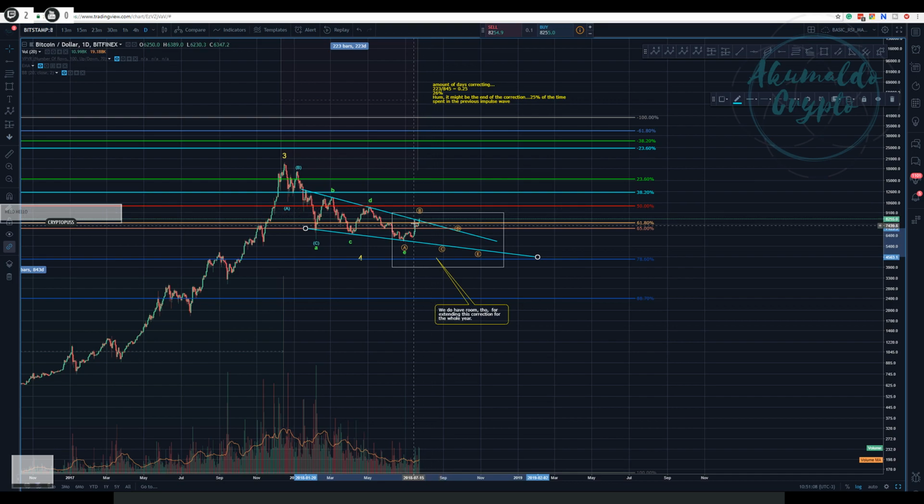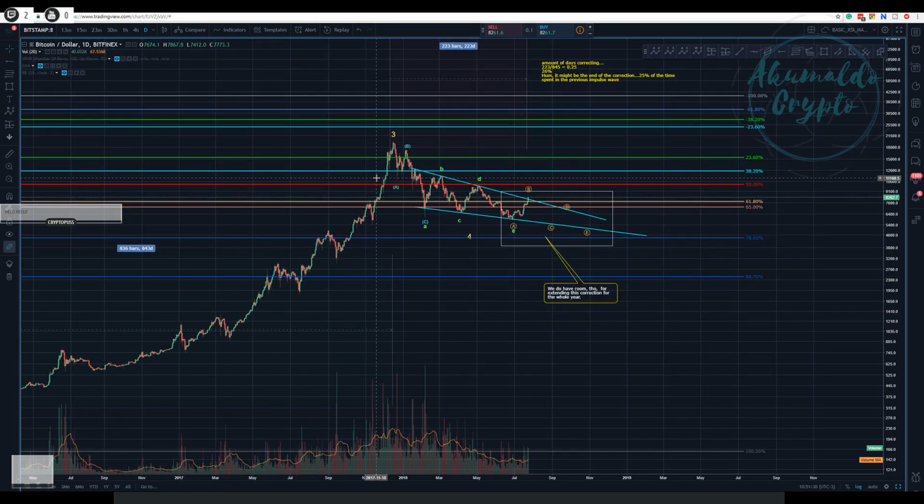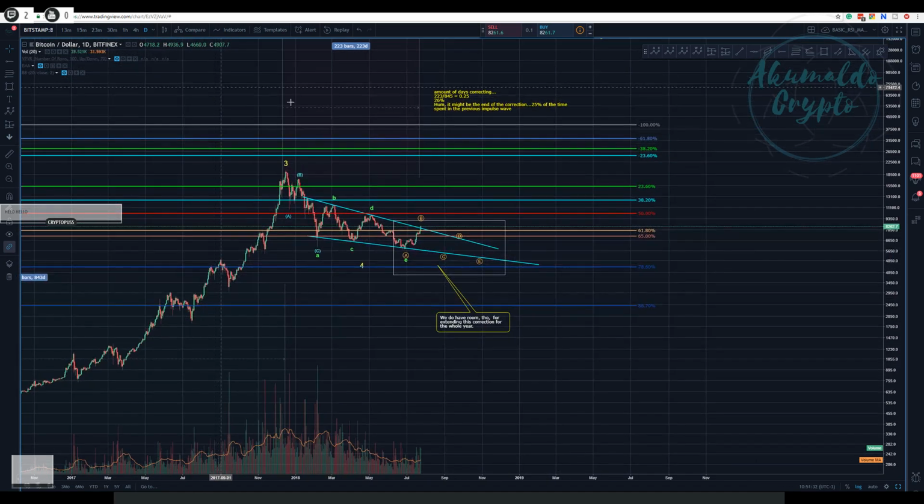Okay, and I think that we're going to close the day out of it, and this is a really bullish sign, really bullish. If you have been watching my videos, I have been talking about this relationship between the correction and the impulse wave. Okay, we are now 26% of the time that we spent in our impulse wave, we are now correcting, and it's okay, at least 24%, okay? At least 24%. So we are fine.